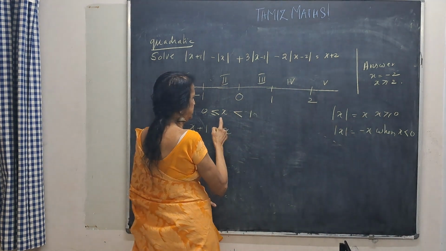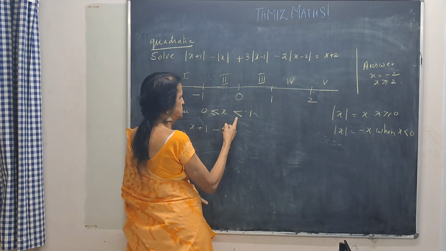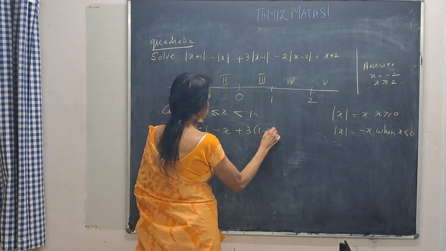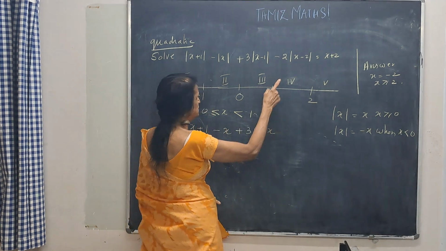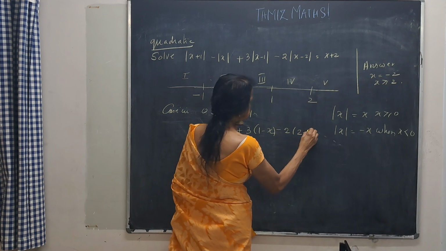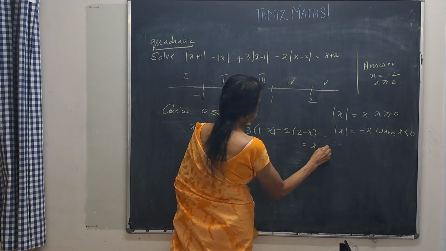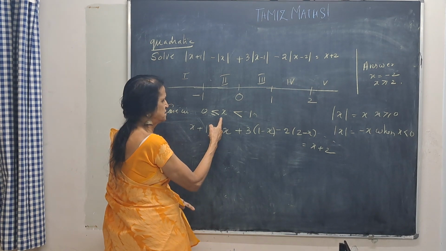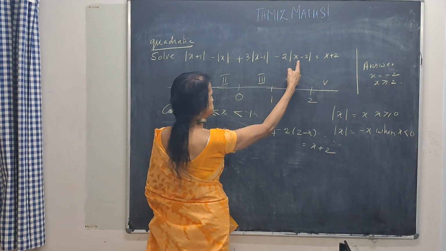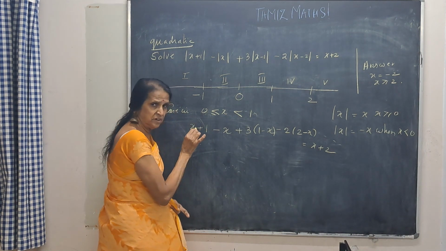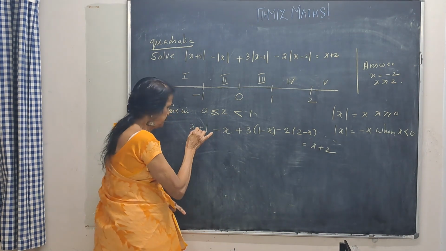What will be negative? You can take any value in between, half for example, it will be negative. So it is plus 3 into 1 minus x. 0 to 1, this will be negative. That is equal to x plus 2. 0 to 1, you take any value like half, for example. Half minus 2 is negative, so it will be 2 minus x. So very great care is needed.